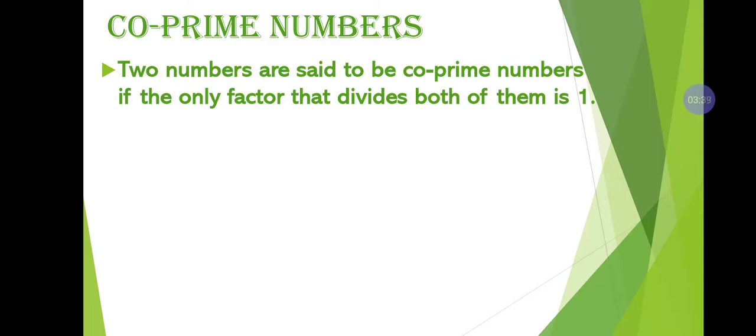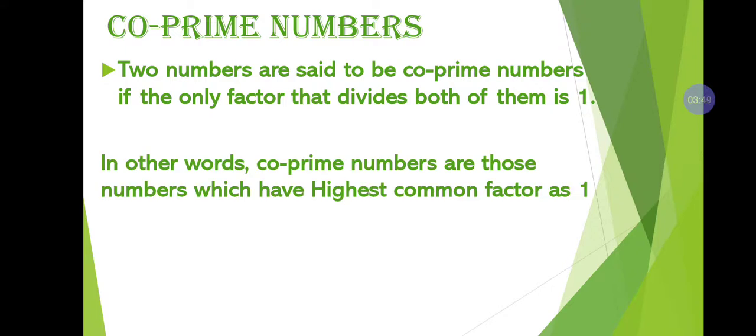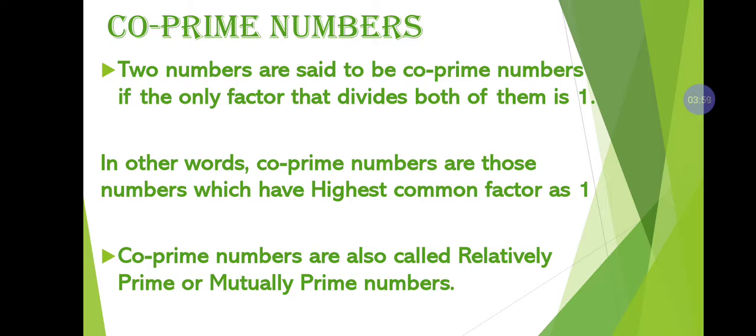Now co-prime numbers. 2 numbers are said to be co-prime numbers if the only factor that divides both of them is 1. In other words, we can say co-prime numbers are those numbers which have highest common factor as 1. Co-prime numbers are also called relatively prime or mutually prime numbers.